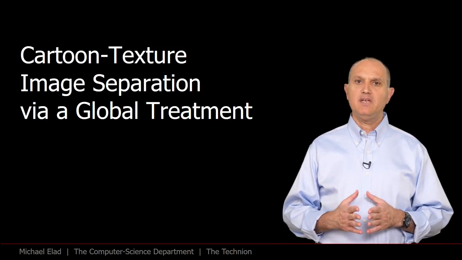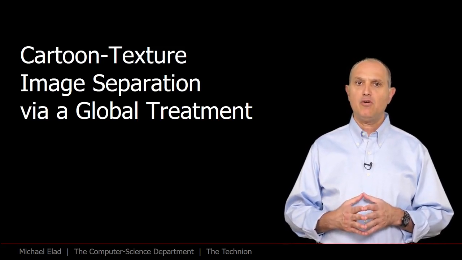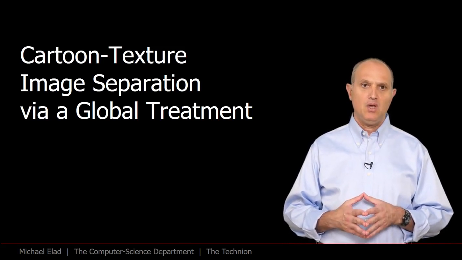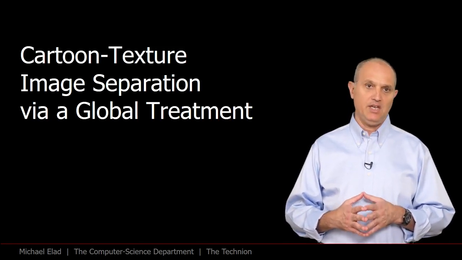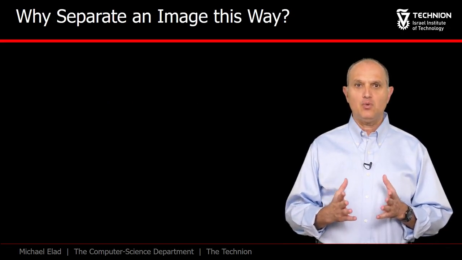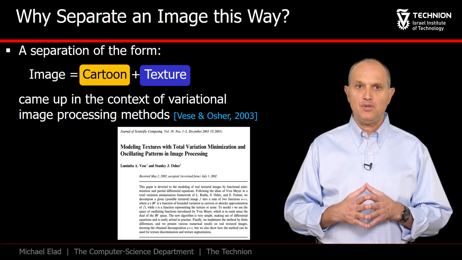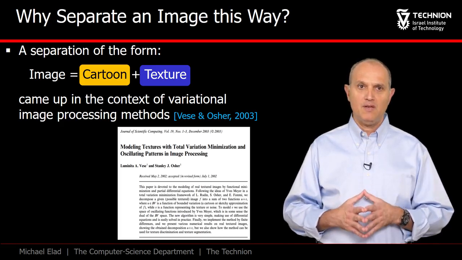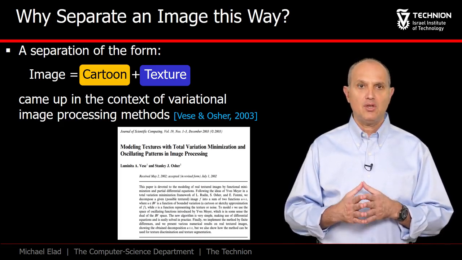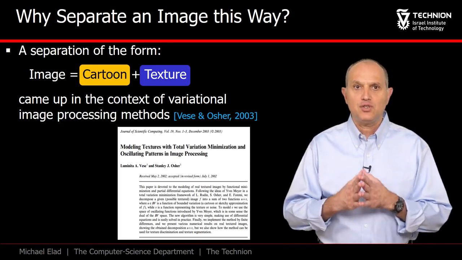The original work by Starck that introduced the MCA concentrated on the separation of images into cartoon and texture. We now turn to describe this application. Why would anyone want to separate an image into cartoon and texture? This idea came from a paper by Vese and Osher that was published in 2003. Their approach was variational, generalizing the total variation in order to characterize texture.